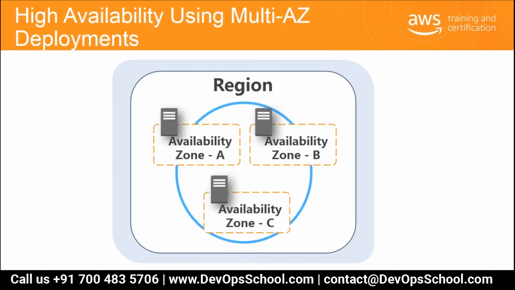So high availability has to be achieved using multi-AZ deployments. AWS highly recommends that you provision your resources across multiple AZs. If you have multiple instances, you can run them across more than 1 AZ. So you get redundancy, you get fault tolerance. If any availability zone has a problem, your assets in the other availability zone will not be affected. I hope this makes sense.